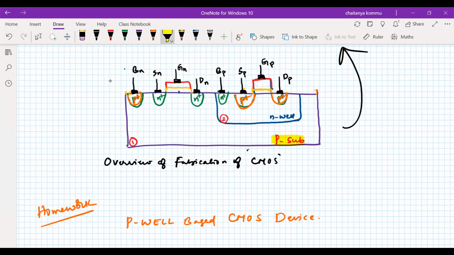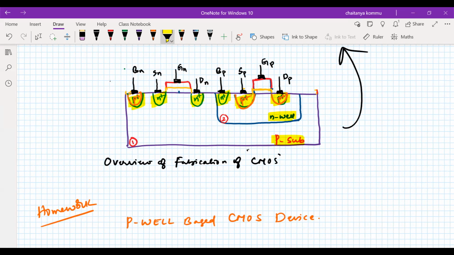Instead of the PMOS, you have to consider N substrate. Instead of the N well, we have to consider P well. So in an N substrate, you have to change this to P plus, this change to P plus. Okay, and this must be N plus. This is N plus, this is P plus, that's all. But the processing steps are all the same.